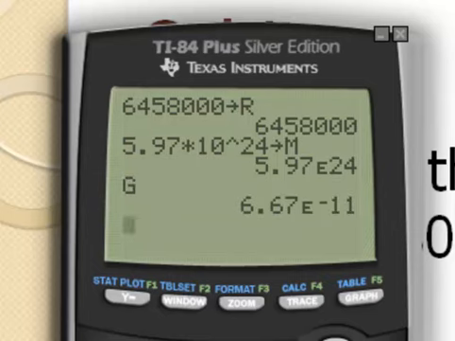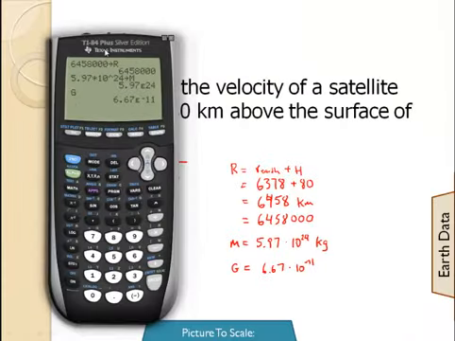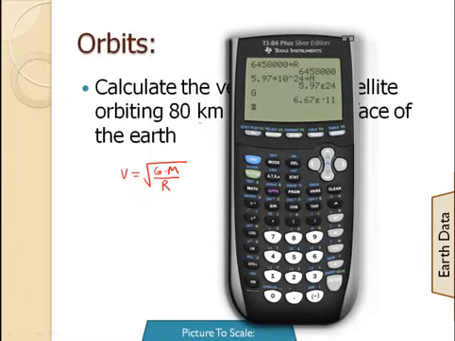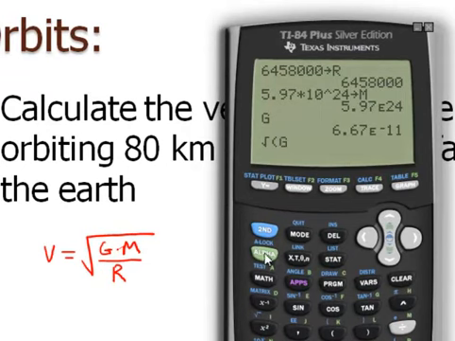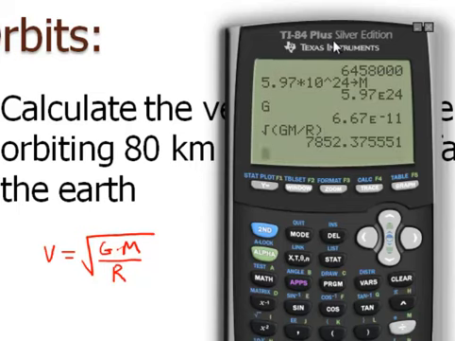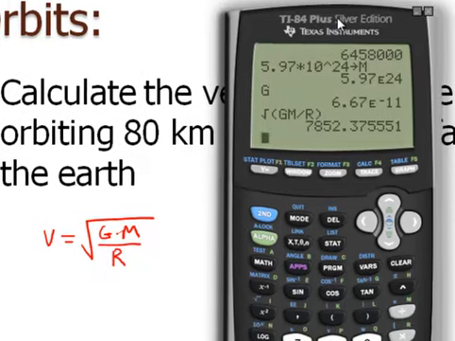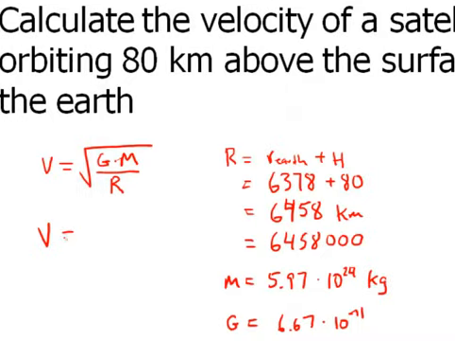And so to make my calculation then, instead of using the numbers, I'll simply type the formula, and that is the square root of capital G, or alpha G, alpha M, and then divided by alpha R. And this gives me an answer of about 7,800, and the standard unit for that is meters per second.